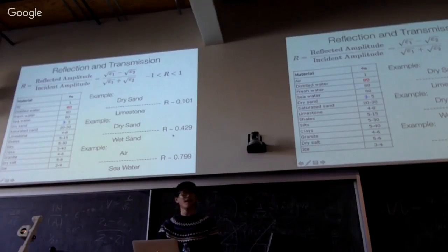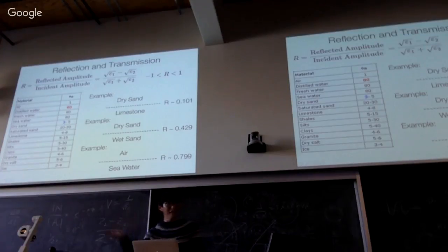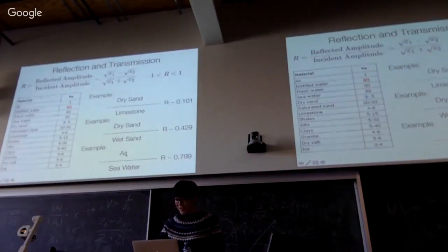Why is that? Why are we having a large reflection coefficient in this case? Karina? Water, if that's saturated, you've got more water. Water has high relative permittivity. Correct? Yeah. Air and seawater is huge, right?